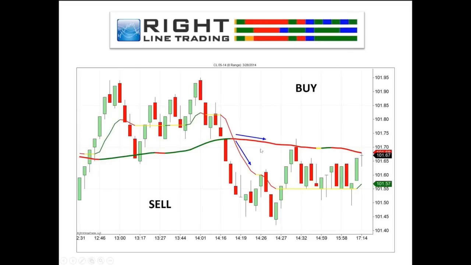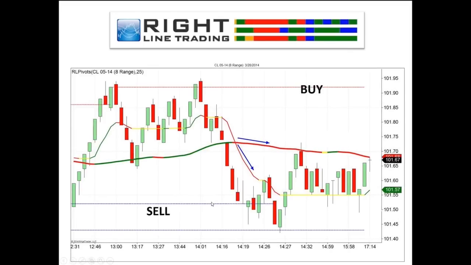And then we add pivots. Pivots, I believe, are very important information, and we have a very unique pivot indicator. It's broken by a 2/3 candle close below or above, and we almost never trade into unbroken pivots.